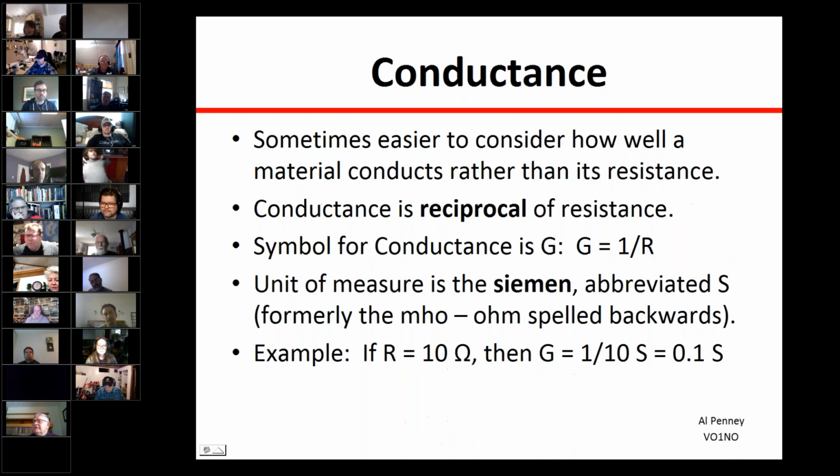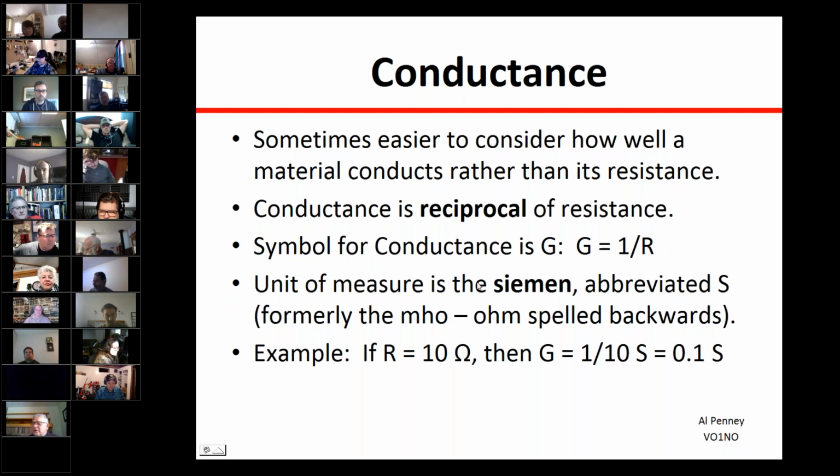Let me see. We'll talk one more thing here about resistance, and then we'll take a break. Now, sometimes it's easier to talk about how well a material conducts rather than what its resistance is. So we've got this property called conductance, and it's the reciprocal of resistance. The symbol for conductance is G. G is equal to 1 over R, the resistance.